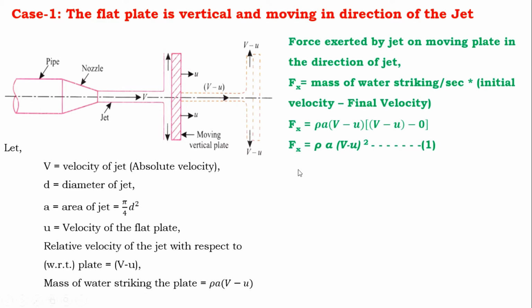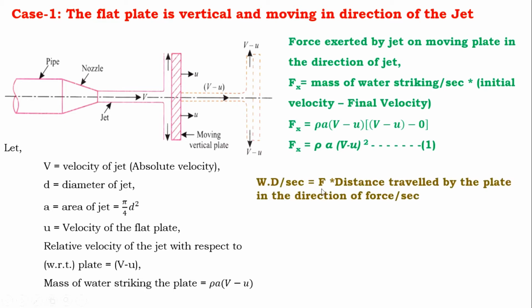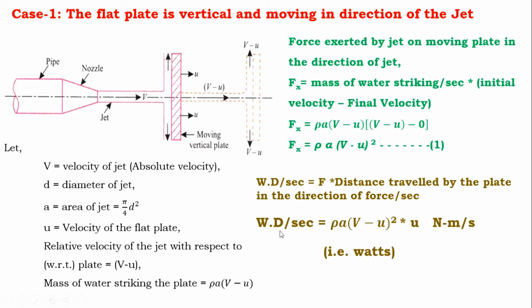Now to calculate the work done per second, the formula is, we know, F into distance traveled by the plate in the direction of the force per second. So substitute the value of force from equation number 1, that is rho A (V minus U) squared into U. The unit is Newton meter per second. If the value of rho for water is taken in SI units, 1 Newton meter per second is equal to 1 watt.